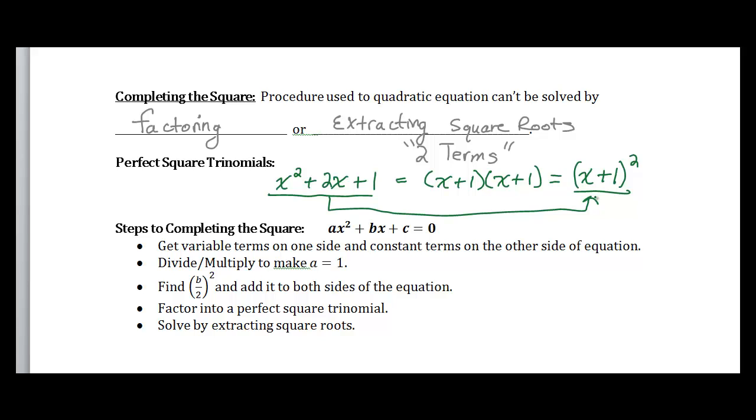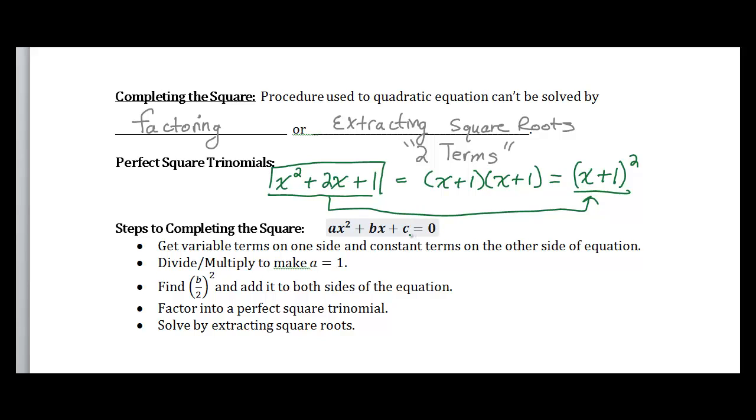And so we're going to make use of this, or we're going to turn any polynomial with 3 terms into a polynomial that at least has part of it being a perfect square trinomial. All right, these are the steps to completing the square. We know that the standard or general form for a quadratic is ax squared plus bx plus c equals 0.